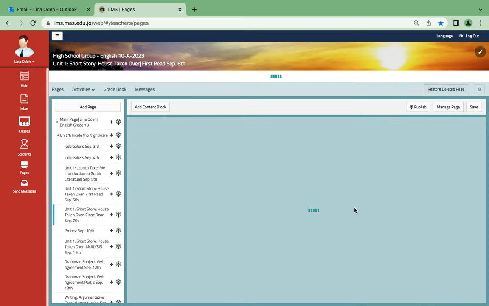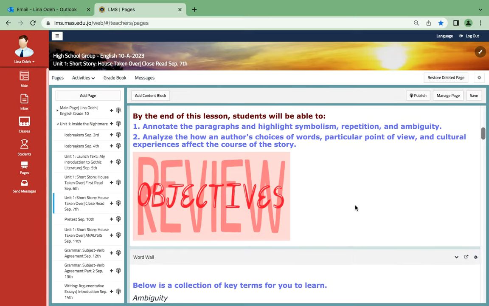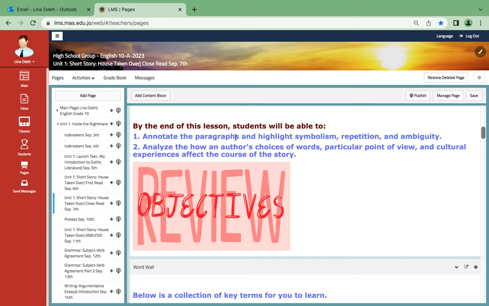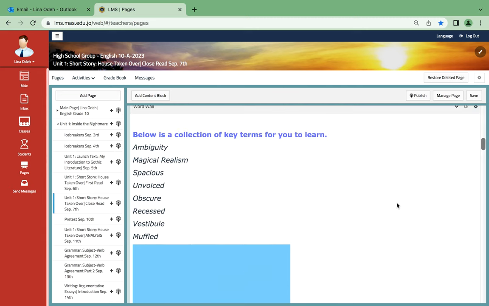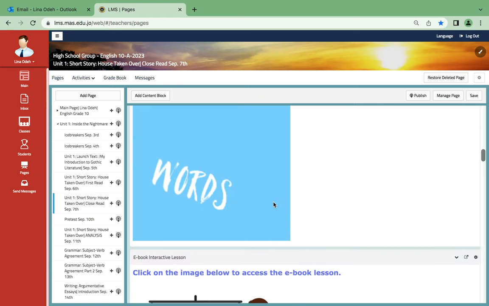The last day of this week, you will annotate the paragraphs and highlight symbolism, repetition, and ambiguity. You will analyze how and why the author chooses words, particular point of view and cultural experiences, and how it affects the course of a story. The words to be chosen: ambiguity, magical realism again, spacious, unvoiced, obscure, recessed, vestibule, muffled.